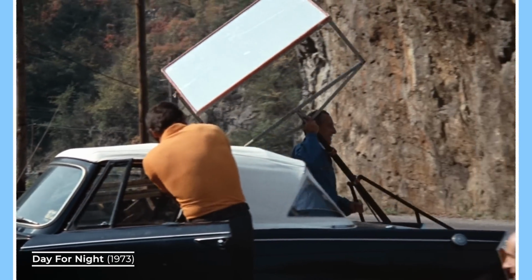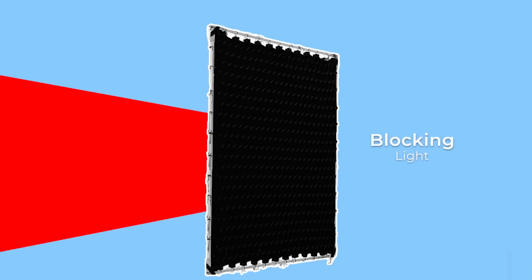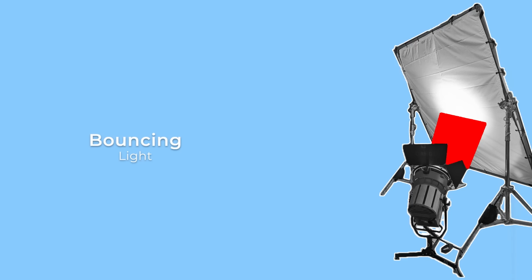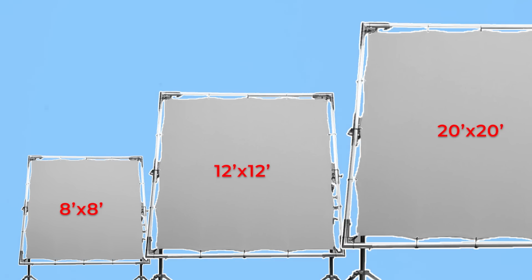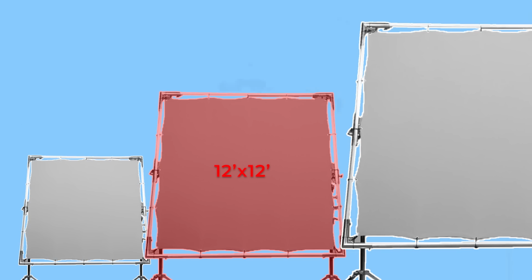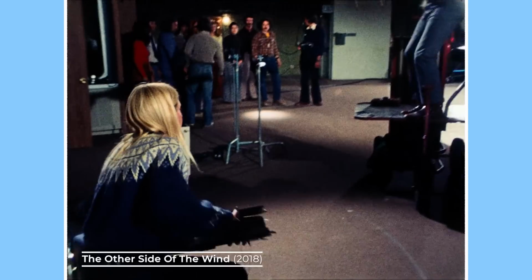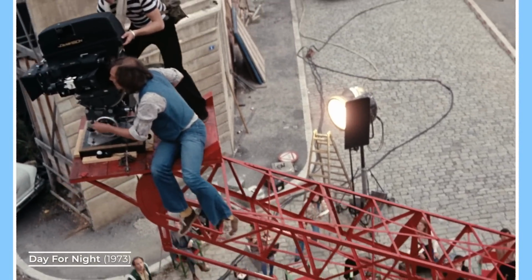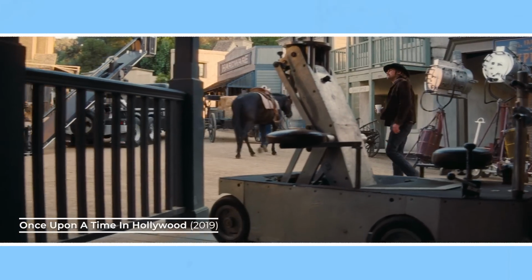Textiles are materials which are tightened over a frame and can be used to control light by either blocking it, diffusing it, decreasing its strength, or bouncing it. Frames usually come in one of 3 standardized sizes: 8x8, 12x12, or 20x20. For the purposes of this list, I've mainly gone with 12x12 size textiles, as they're big enough to cover most situations, and not so big that they'll need extra rigging tools and time to set up.